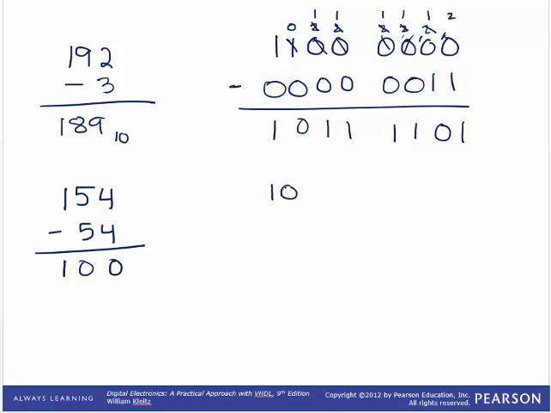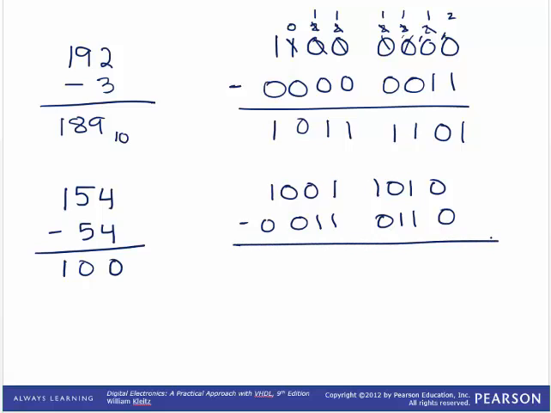So convert that to binary. Minus 0, 0, 1, 1, keeping everything at 8 bits. So 0 minus 0 is 0. 1 minus 1 is 0. I need to borrow, so I'll make that a 0, make that a 2. 2 minus 1 is 1. 0 minus 0 is 0. 1 minus 1 is 1.